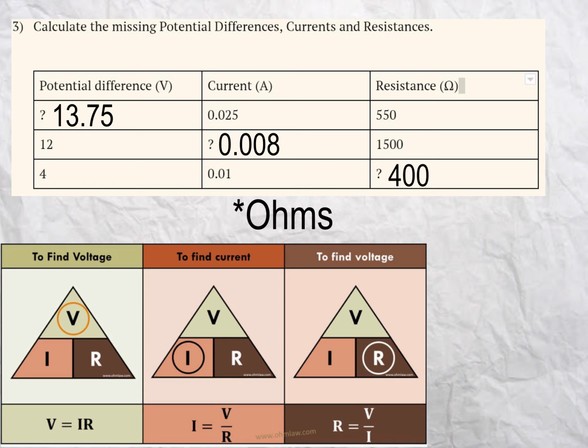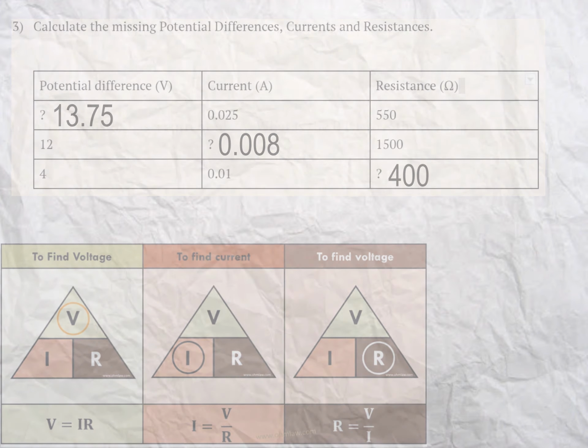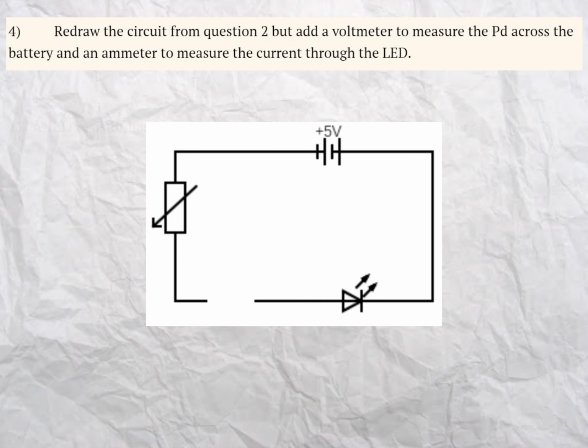Easy. Question 4. We have to redraw the circuit from question 2, but add a voltmeter to measure the PD across the battery and an ammeter to measure the current through the LED. Okay, so we start with the diagram you were given. The rule here is that ammeters go in series. So we need to draw an A in a circle, but we can just add it anywhere in the circuit.